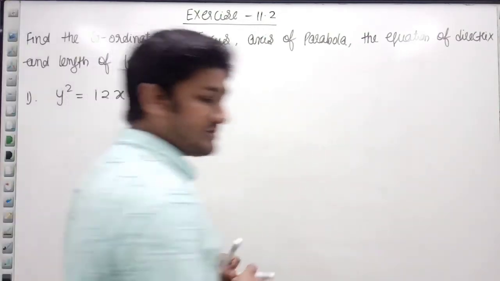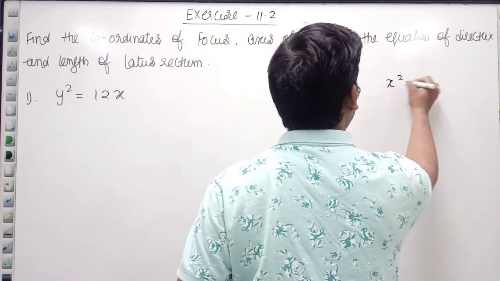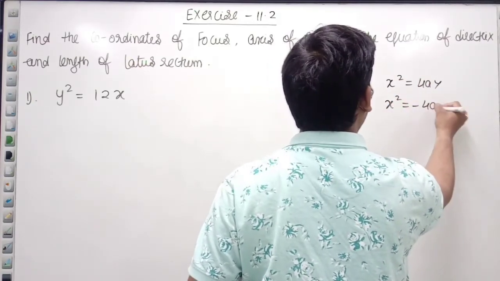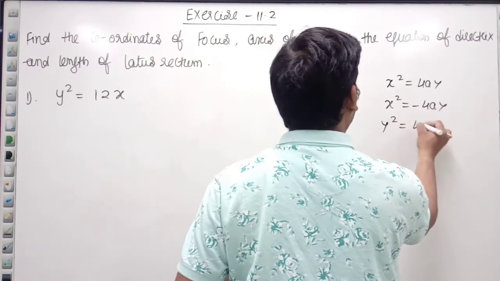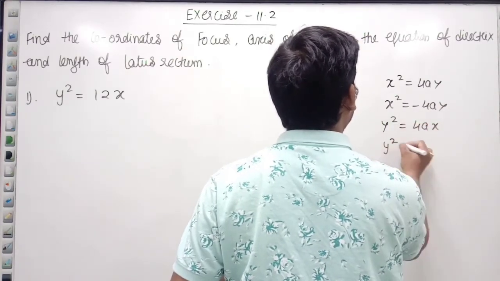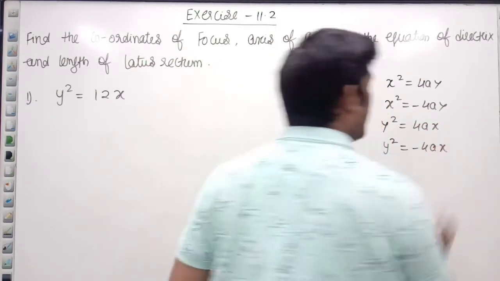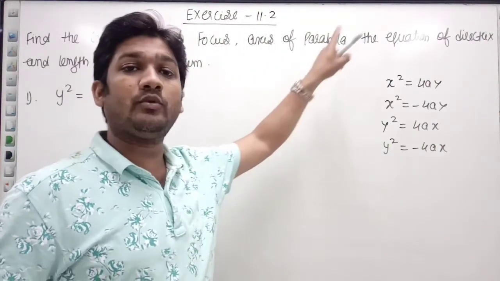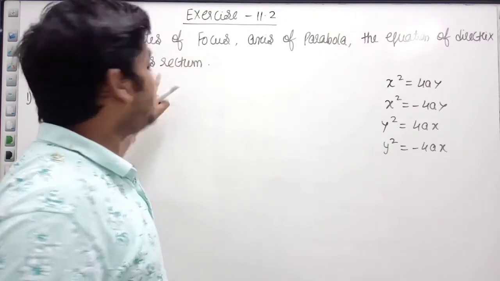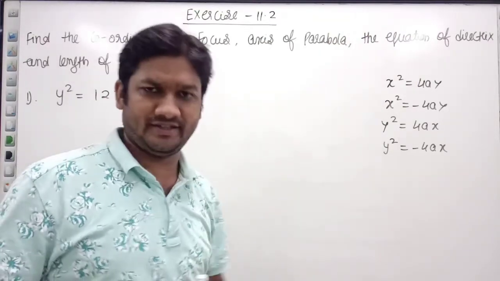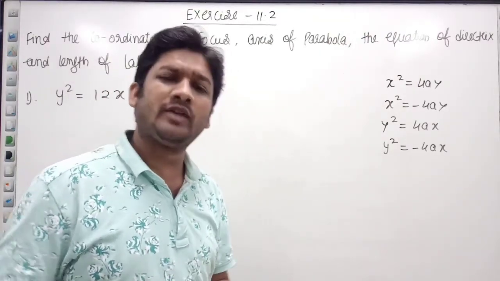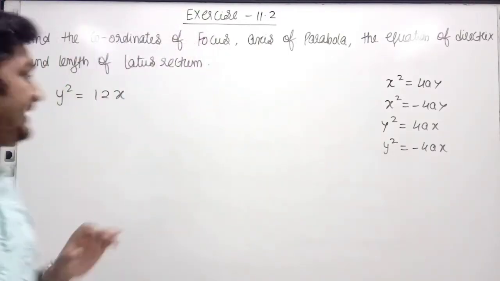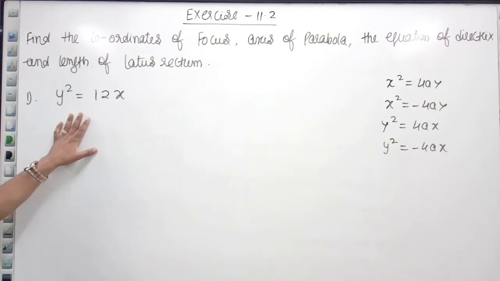Four standard forms, that is x square equal to 4ay, x square equal to minus 4ay, y square equal to 4ax and y square equal to minus 4ax. And we have talked about focus, axis of parabola, directrix and length of latus rectum in all the four cases. Whenever a question of parabola will come, we'll compare it with any of the equations. Like in our question we have y square equal to 12x.